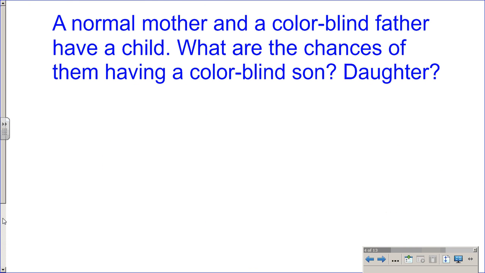All right, a normal mother and a colorblind father have a child. What are the chances of them having a colorblind son? You guys start this one. Write down the genotype, and draw your Punnett square. Write it down on your paper.